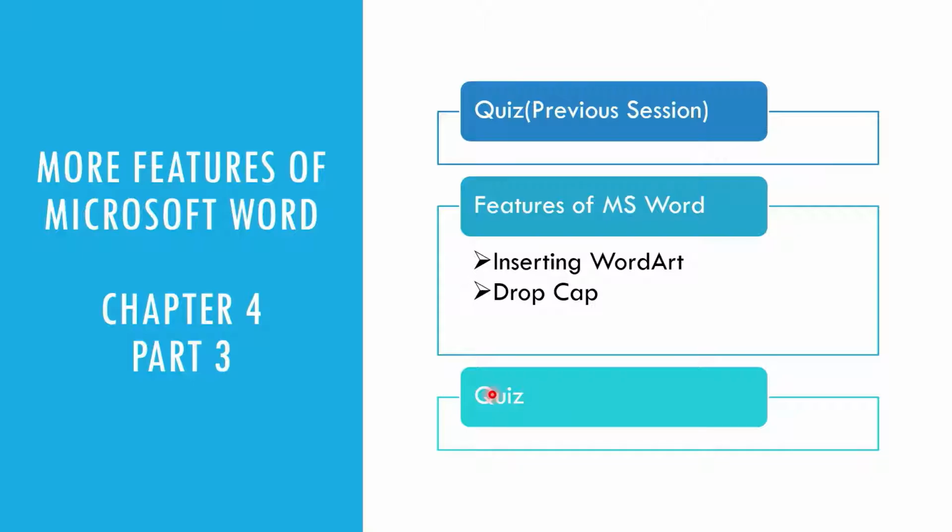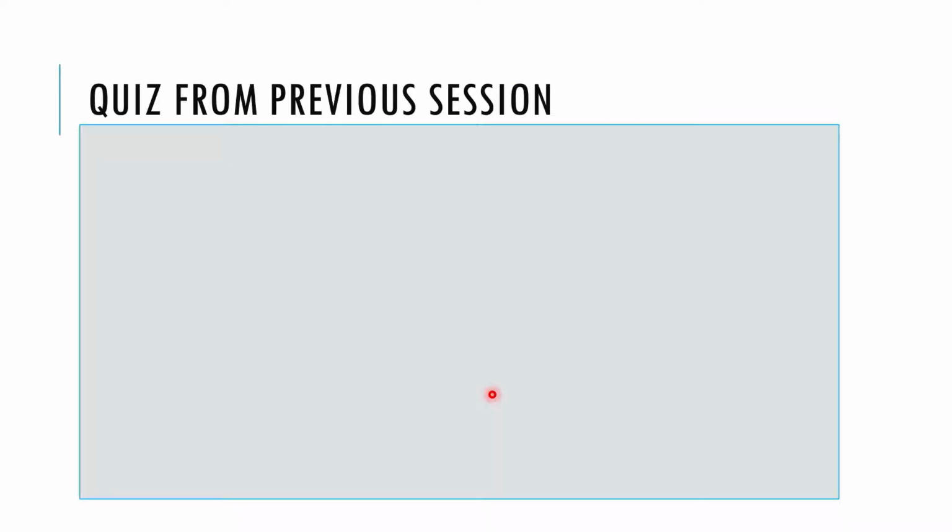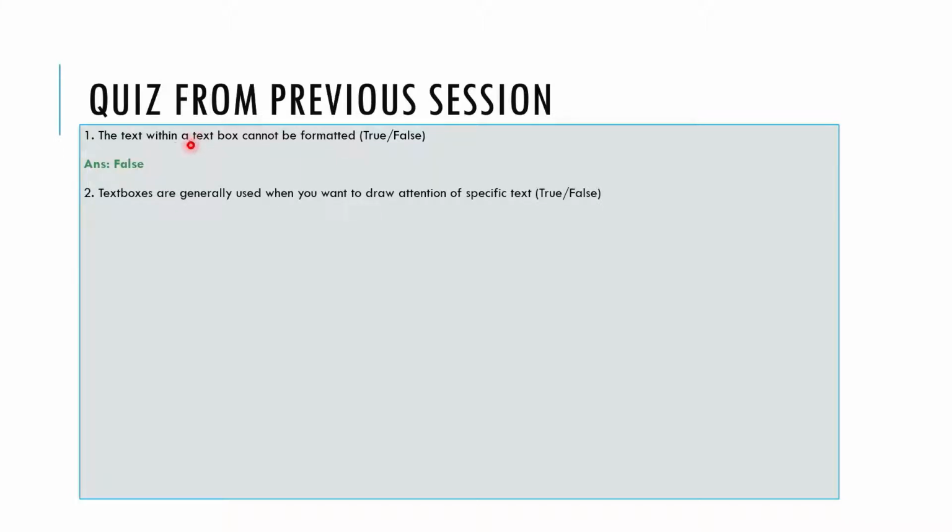So, let's begin. The questions which we raised in the previous session, the first one was: the text within a text box cannot be formatted, true or false? And the answer is false. The text within a text box can be formatted. The next one: text boxes are generally used when you want to draw attention to specific text, true or false? And the answer is true. Yes, they are used when you want to draw attention to specific text.